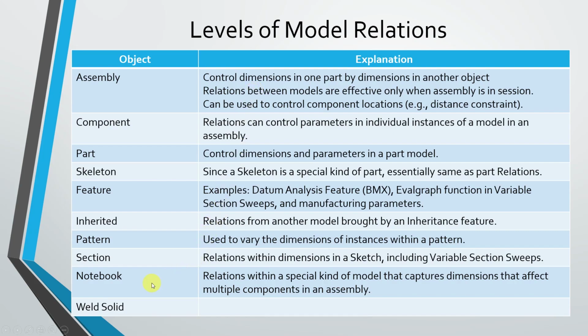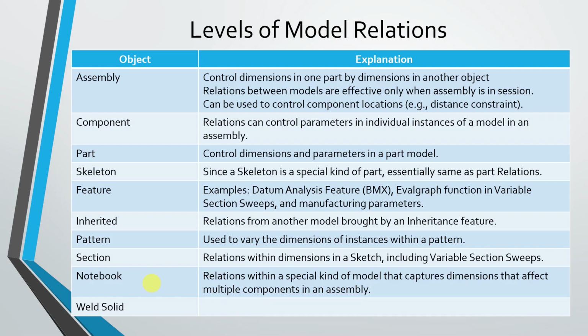Notebooks are a special kind of model that's used in top-down design. It looks a lot like a drawing, and a notebook is where you consolidate all the different important dimensions and parameters that affect multiple different components in an assembly. And so then you are going to use an operation called declare to connect the notebook to individual parts and assemblies, and then you can write relations between those notebook parameters and your model dimensions.